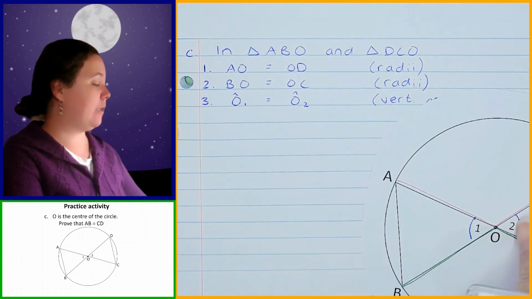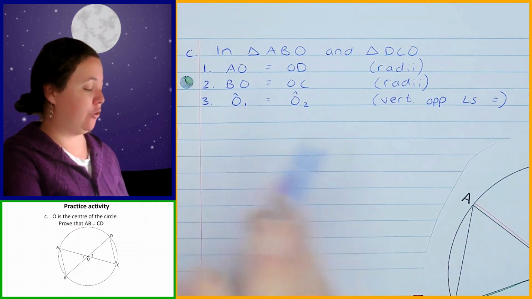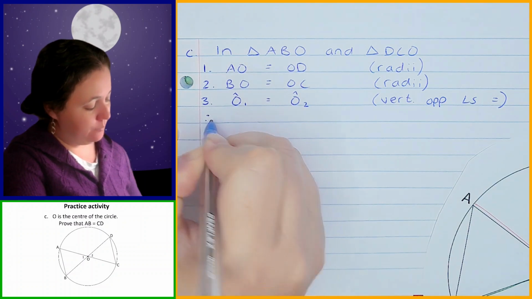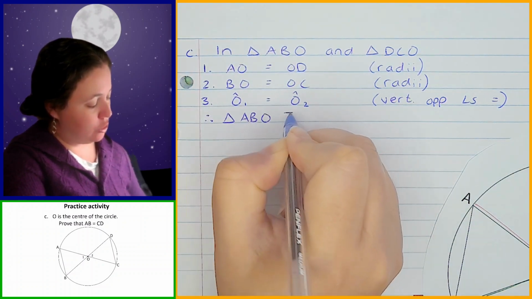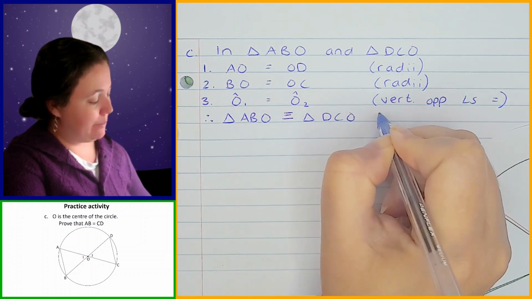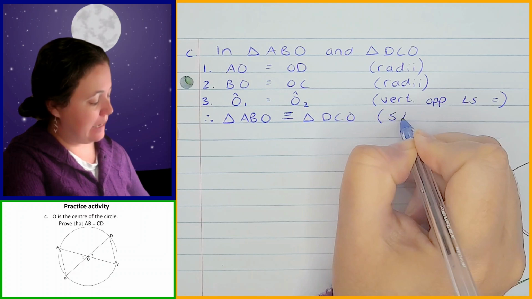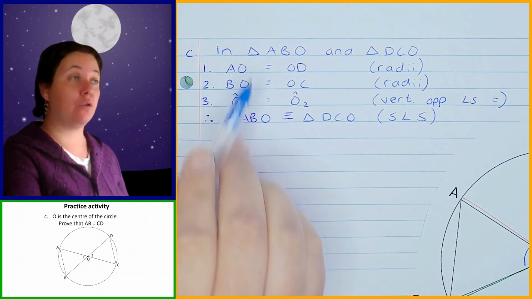Okay, so I've got my three statements over here. Two pairs of sides and the included angle. So now I can say, therefore, triangle ABO is congruent to triangle DCO, and my reason is side, angle, side. Okay, so that's what we should have got for the proof.